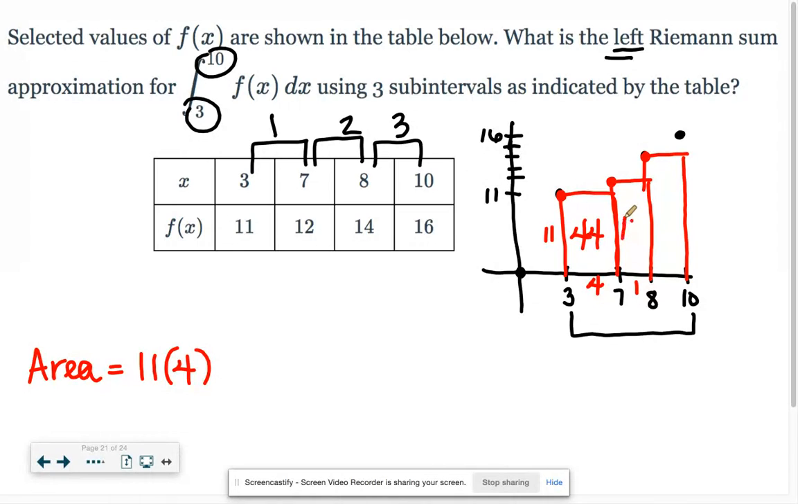So this area is 12. 1 times 12 is base times height. And then this last rectangle is width of 2, height of, what was it, 14. So 2 times 14 makes this one an area of 28.